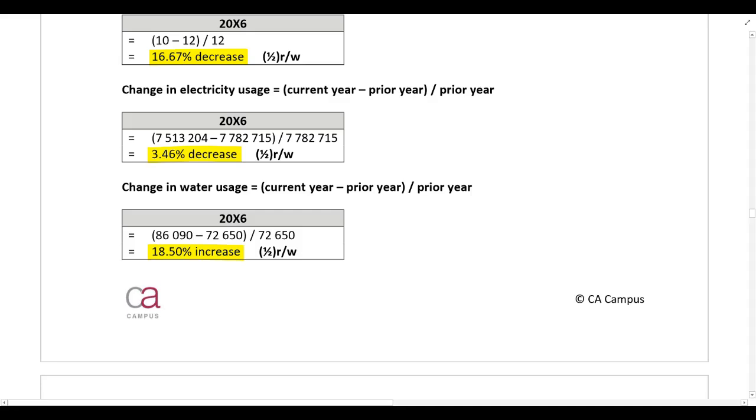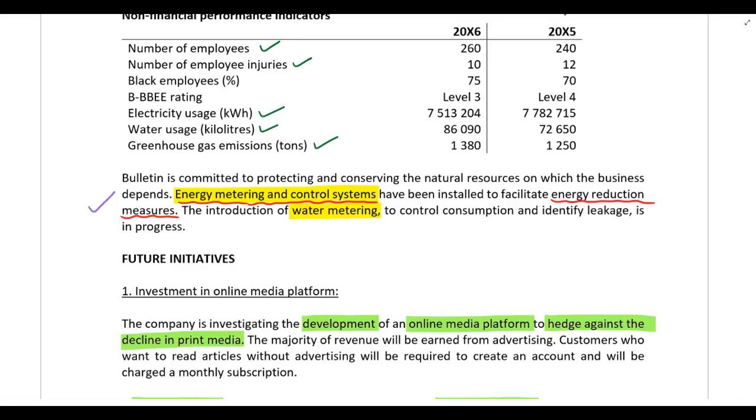What is the potential reason for this, or what can I discuss around this? You were specifically told that the introduction of water metering to control consumption and identify leakage is in progress. So this project is still in progress. It hasn't yet been completed. So hopefully after completion, this project should actually have the desired outcomes, and we should see an improvement in water usage.